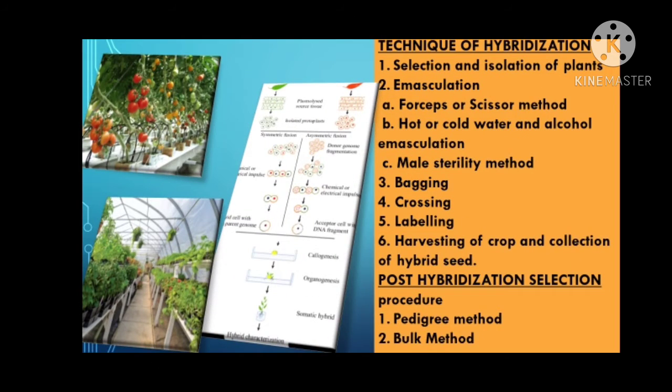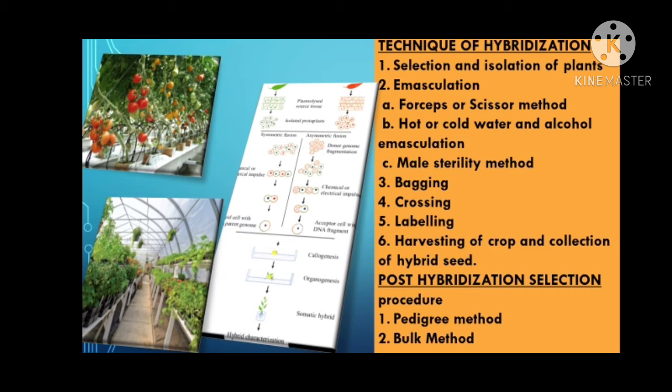Techniques of hybridization. Now, it generally involves the following steps, like the first one is selection and isolation of plants. First, the plants to be used as male and female are selected. These plants are induced to flower at the same time. Crossing is done in a greenhouse under controlled conditions. In case of cross-pollinated plants, isolation must be done very carefully.